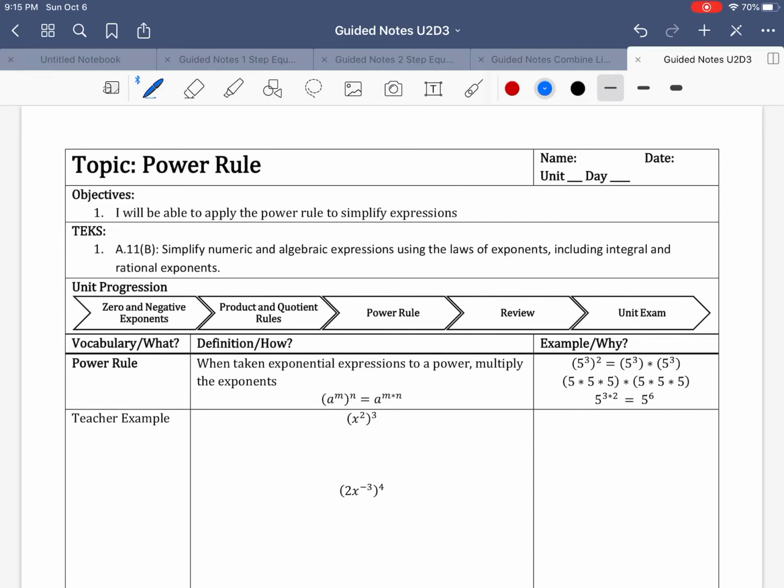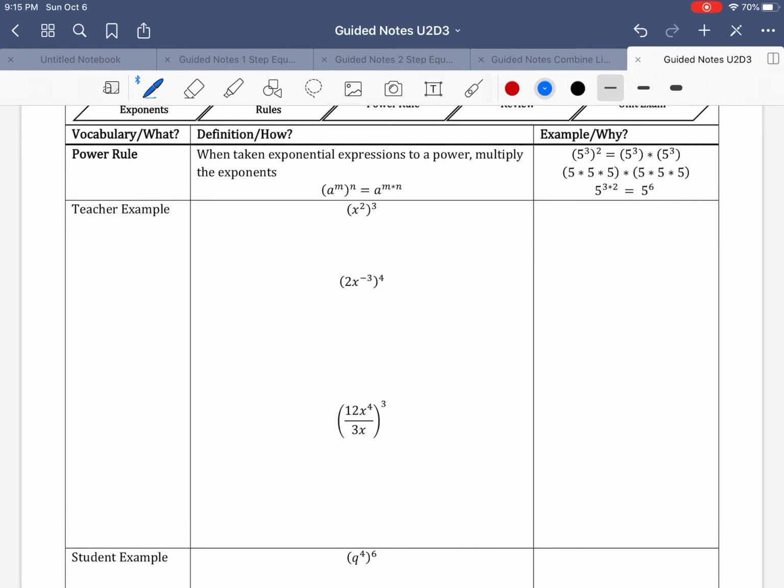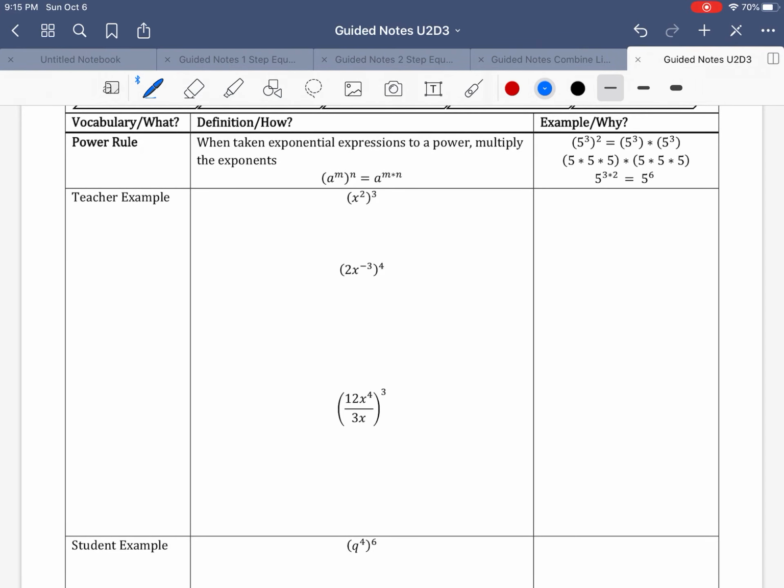Hi guys, today we're talking about the power rule. Our objective is: I will be able to apply the power rule to simplify expressions. Now the power rule states that when taking exponential expressions to a power, we need to multiply the exponents.